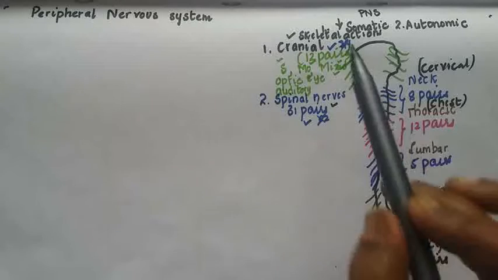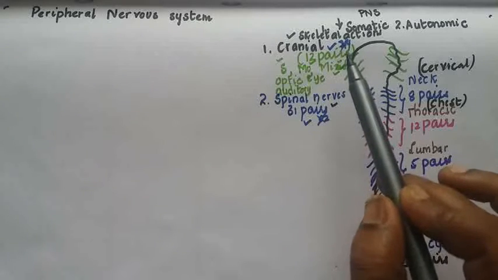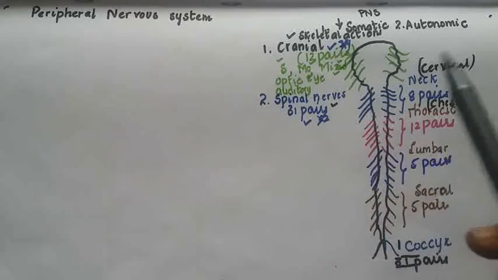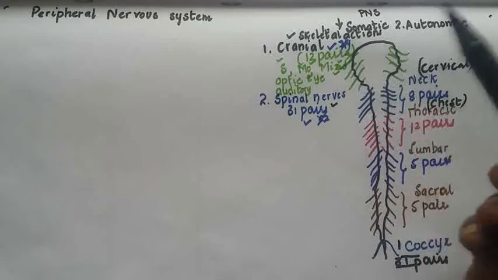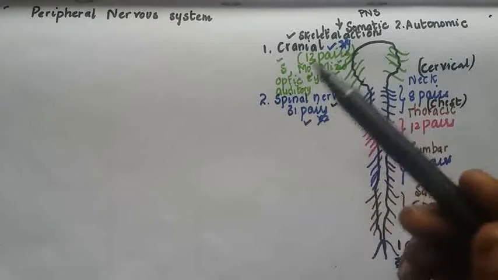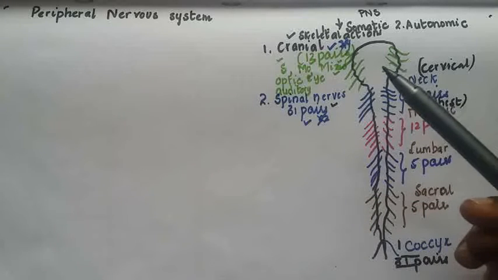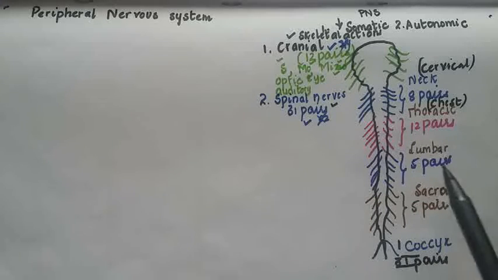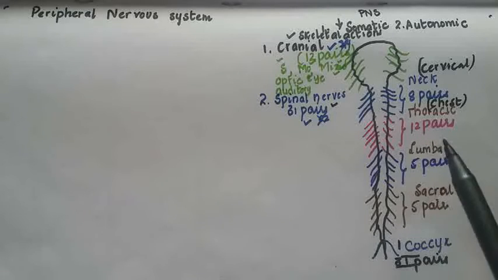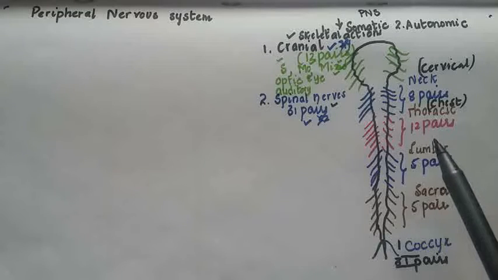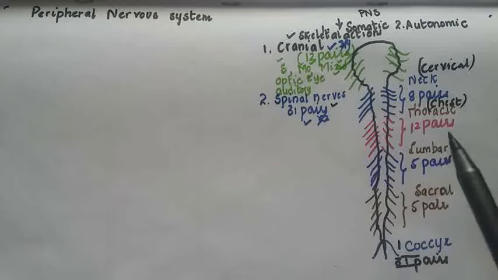Yes, children, in the earlier case I said that the cranial nerves can be any kind of nerves. It can be a sensory nerve, motor nerve, or a mixed nerve, right? But all the spinal nerves are mixed nerves. Okay, so all the 31 pairs of spinal nerves are mixed nerves.